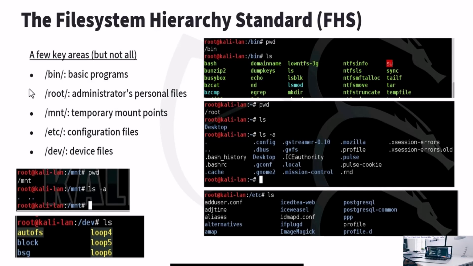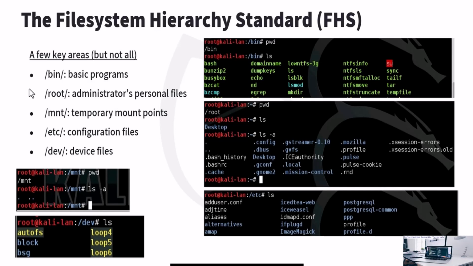We have also the mnt or mount folder, which contains temporary mount points. If you have attached a USB drive or something like this, you will find it in this folder, as a temporary mount point. Also, we have the etc folder, which contains the configuration files. As we will discuss in the next videos, most services in Kali Linux actually have a configuration file. You can use these configuration files to change the configuration for a specific service. So to find these configuration files, you have to go to the folder called etc.